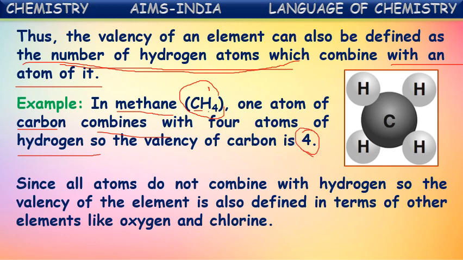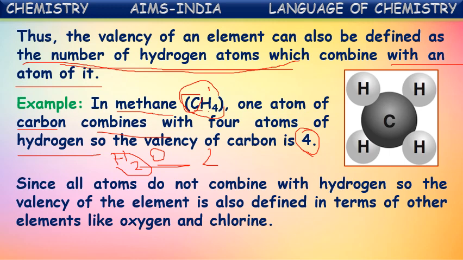See, the H2O molecule. Oxygen is combining with two hydrogens. So what is oxygen's valency? 2, because oxygen can combine with only two hydrogens. So here we are defining the valency of oxygen with respect to hydrogen, and the valency of carbon with respect to hydrogen. That is also one of the definitions.